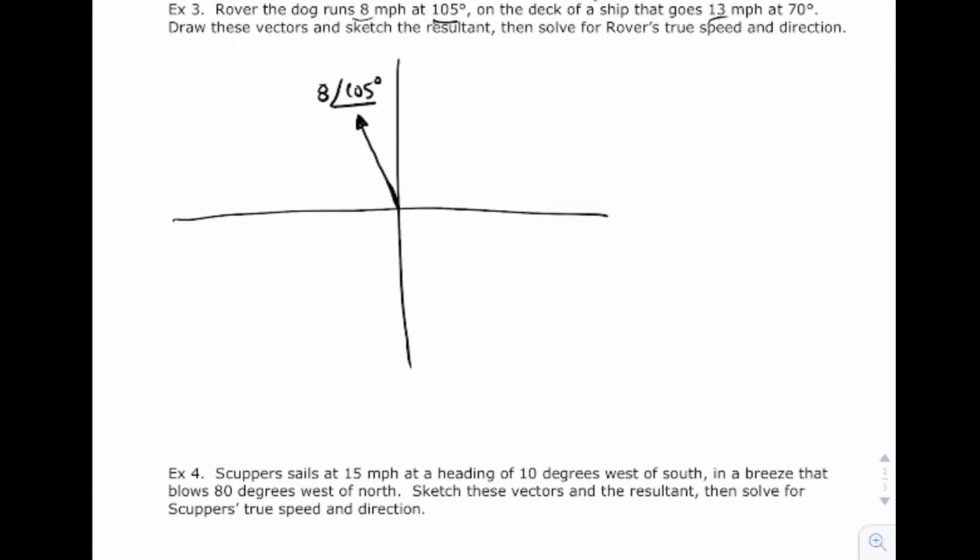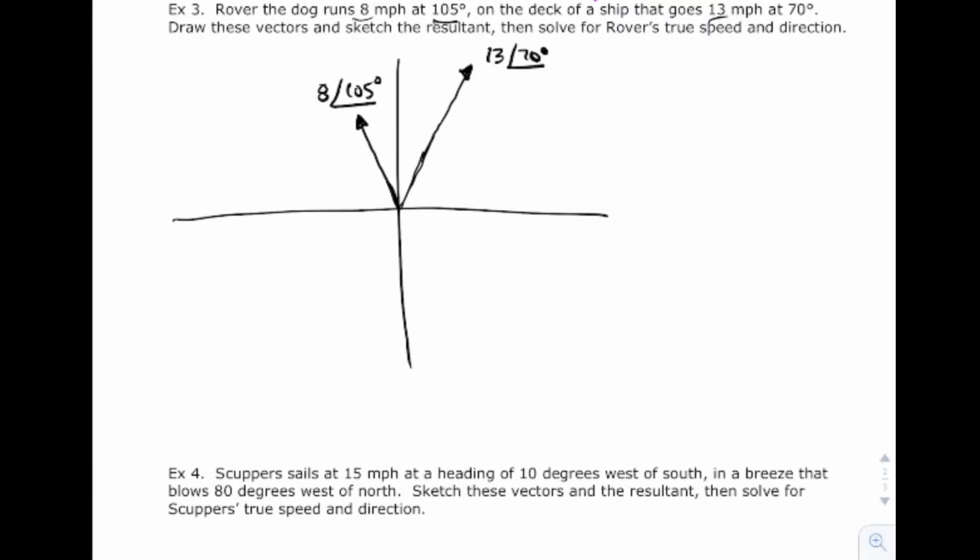The boat goes 13 at a different angle. It's going 13 at 70 degrees. Okay, so 70 degrees would be like over here someplace. Now the boat's going 13, so it's a little bit longer than Rover. So something like this. Right, so there's the boat, going 13 miles an hour at an angle of 70 degrees.